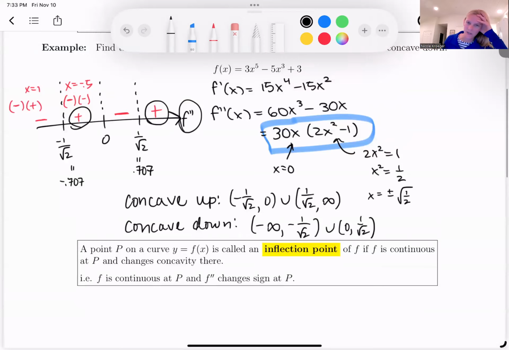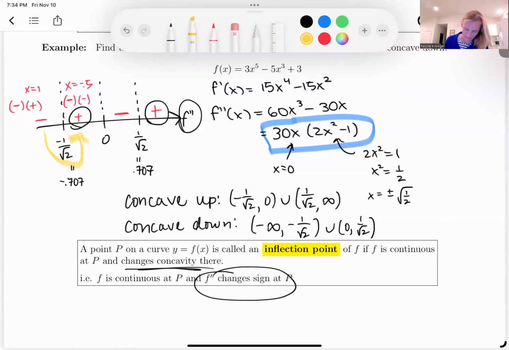The places where the second derivative equals 0 are not called critical numbers. They are potential inflection points. Inflection points are places where our function changes concavity, so it changes from concave up to concave down or vice versa. This is the same thing as saying that the second derivative changes signs. So our inflection points here, the sign changes at -1 over root 2, at 0, and at 1 over root 2.